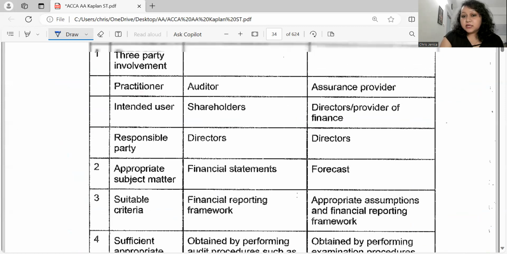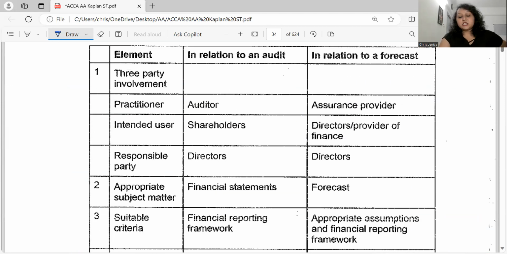Now, yes, this was the example I had taken in relation to an audit. I had given you the example. Now, what if it is in relation to a forecast? You have been engaged for providing an assurance engagement relating to a forecast. Okay. So, who will be the practitioner here? Who will be the three-party relationship? What will be the subject matter here? Basically, the subject matter is going to be the forecast, whatever kind of forecast, for example, if it's a cash flow forecast, okay, so that will be the appropriate subject matter here.